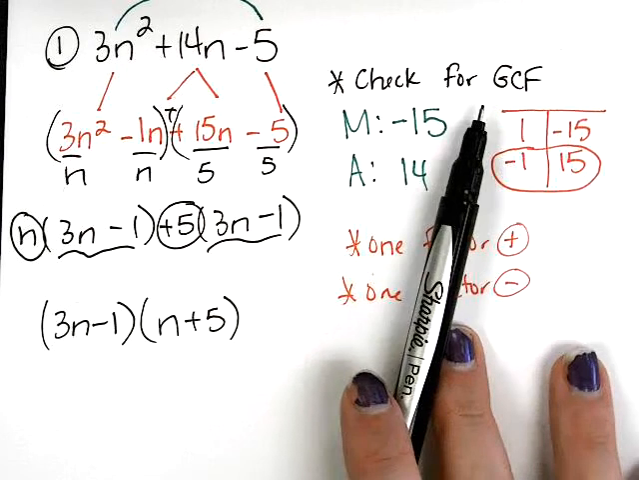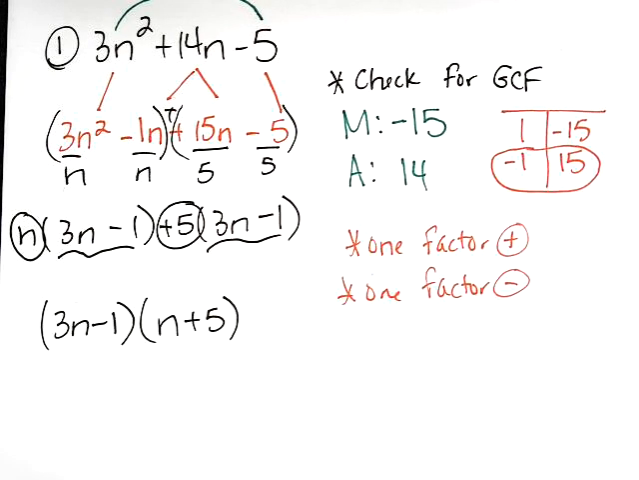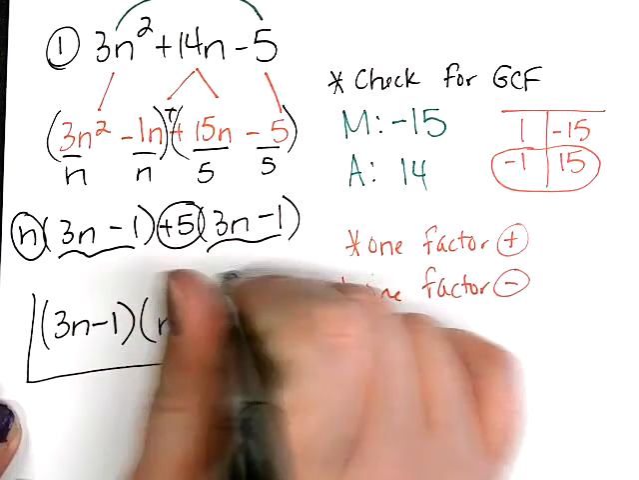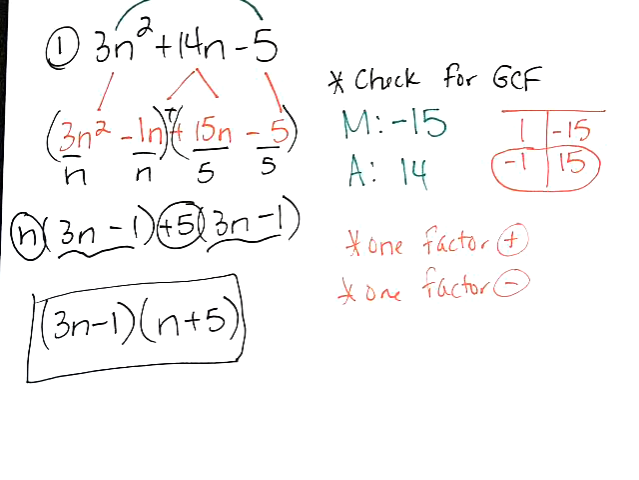There was no GCF that I factored out in the beginning, which means this is my final answer: 3n minus 1 times n plus 5.